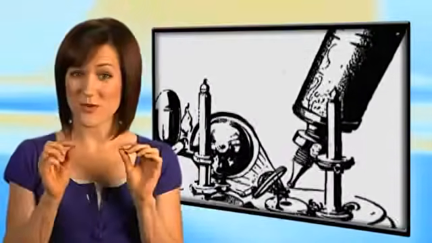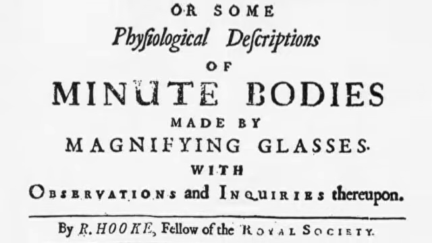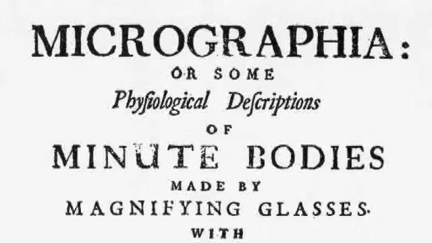The first person to observe and describe cells was Robert Hooke, an English scientist. He used a light microscope to look at thin slices of cork, a natural material found in some plants. The cork seemed to be made up of many small boxes. Hooke named the structures that made up the cork cells. In 1665, he published his drawings of cork cells in his book, Micrographia.